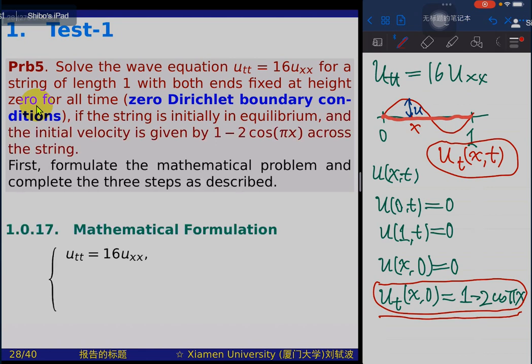So we are required to formulate the mathematical problem. As we did in the practice test, to formulate the problem mathematically, you simply write down the equation and collect the information we present here, the initial condition and the boundary condition. So this is the equation, and this is the boundary condition.